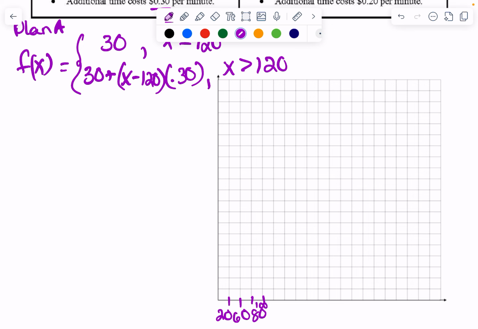In increments of 20, sorry. So that's 120. I can't fit all these in. 140, 160, 180, 200, 220, 240, 260, 280. And that would be 300. And so on.